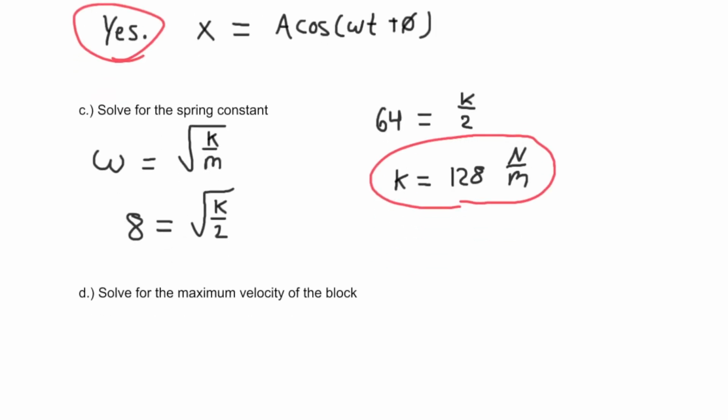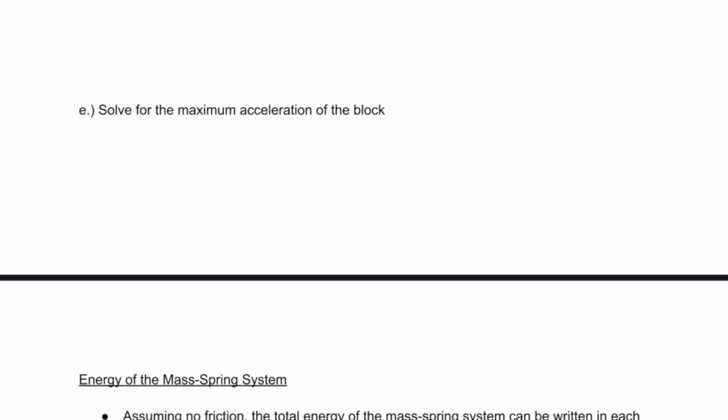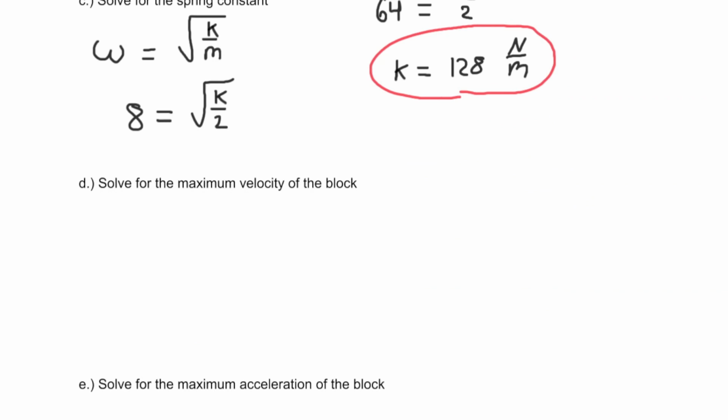Solve for the maximum velocity of the block. There are some shortcut formulas we could take advantage of here, but we're just going to derive it from scratch, this time at least. So we know that x is equal to 3 times cosine of 8t. And we actually don't need to know simple harmonic motion for this. This is just a calculus question.